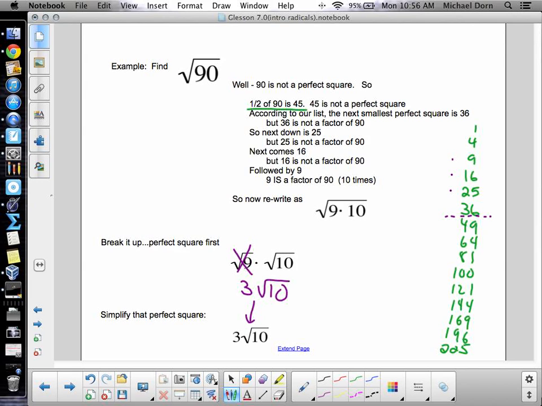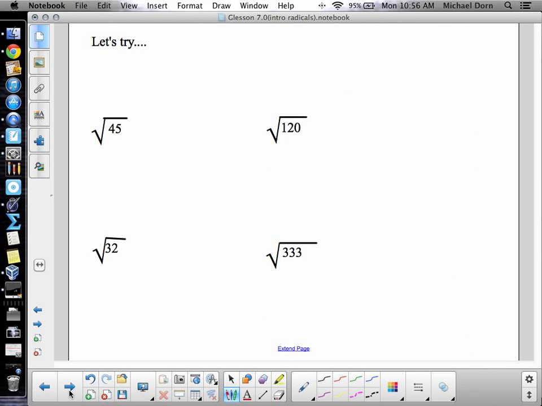And like I say, we've been doing this for a while, so some of you have gotten fairly good at it. Some of you, it's still a point for improvement. So that's why we're spending a little extra time. So let's try a few of these. Square root of 45 is 45, and I'm going to make my little list of perfect squares again.